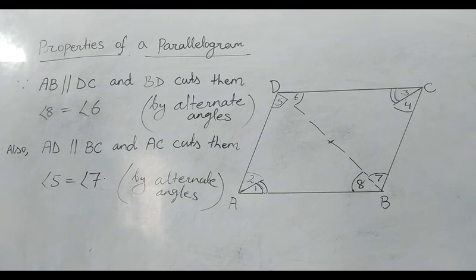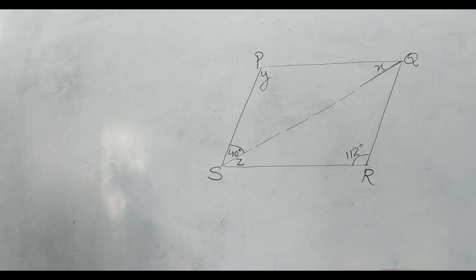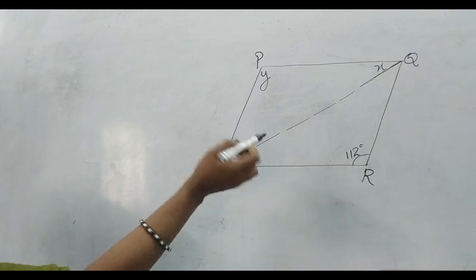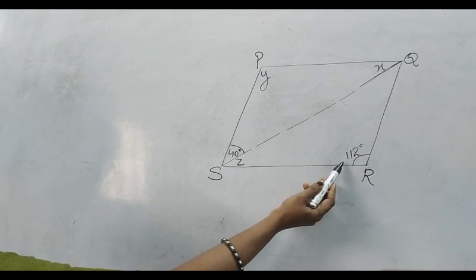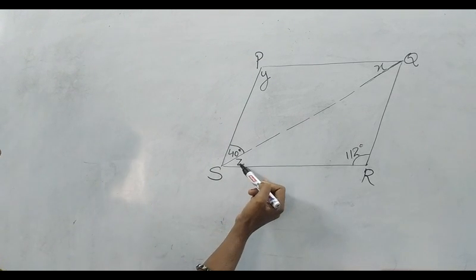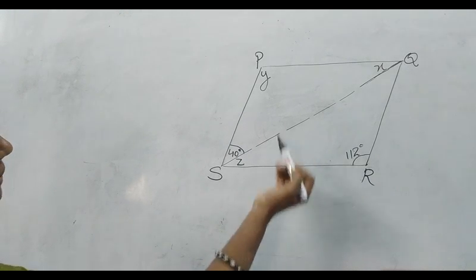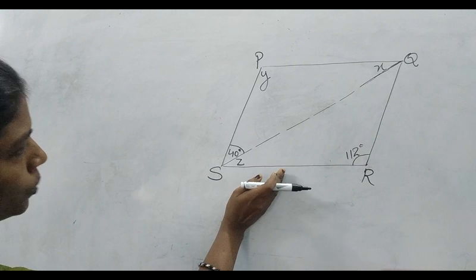Now we are going to look at some questions based on this property. Now look at this question. In this figure, the measures of some angles are given and some are written in terms of variables, means in terms of unknown angles.